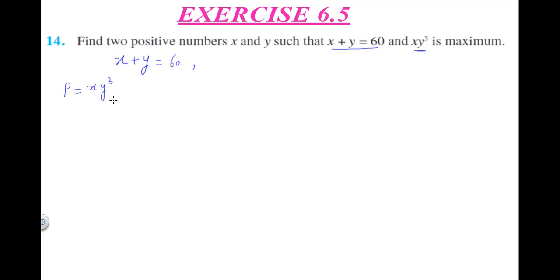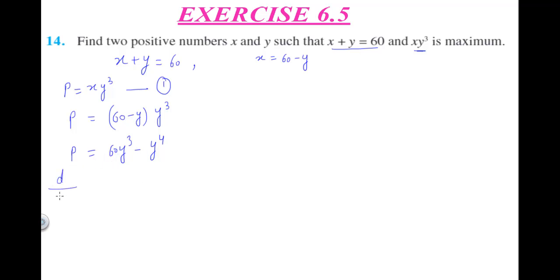That means one of the variables, let it be x or y. Suppose you calculate the value of x from here, which is 60 minus y. Putting this value in the P equation, we get (60 minus y) multiplied with y cube. This complete expression is 60y cube minus y to the power 4, a function of y. Differentiating it with respect to y only, we get 60 multiplied with 3y square minus 4y cube.